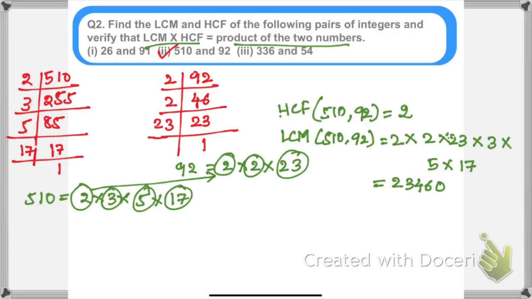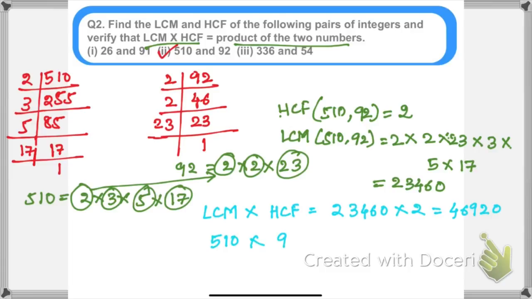So first we will find LCM into HCF, that is 23460 into 2, that will give you the result as 46920, and the product of two numbers, that is 510 into 92, will also be equal to 46920, and hence since these two are equal, LCM into HCF is equal to product of two numbers, and this is again proved. Okay, now moving on to the next question.